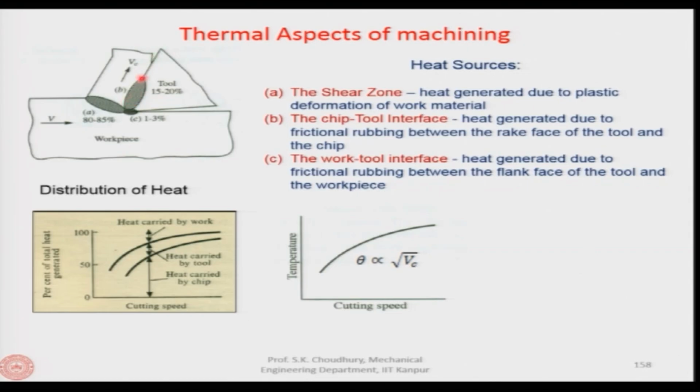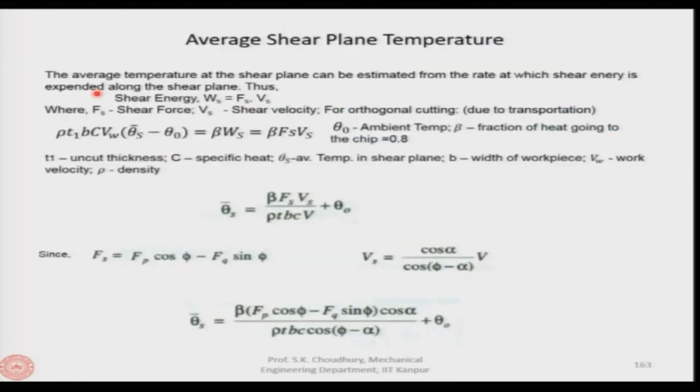All right. So, therefore, this is the phenomenon which you have to understand, that is how the temperature occurs. Next, let us see how the average shear plane temperature can be found out. This is a thermal model by which we can analytically estimate the temperature occurring at the shear plane.